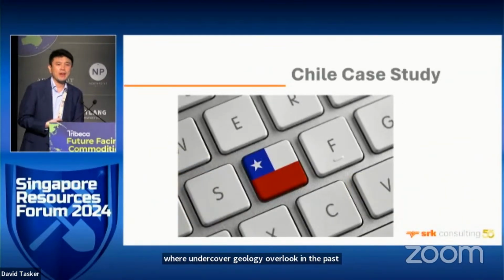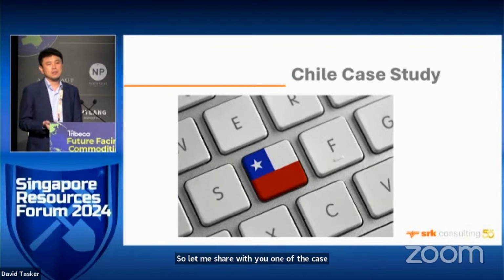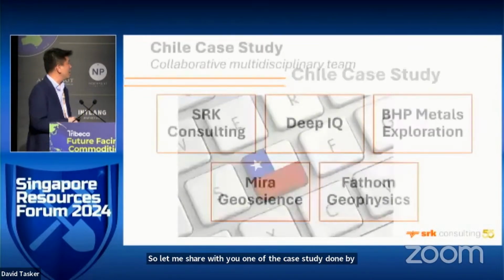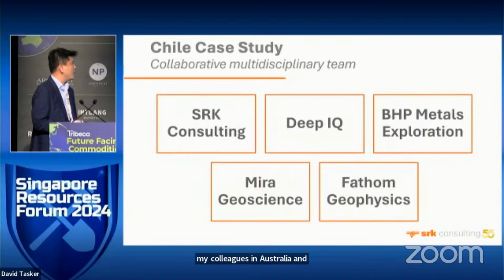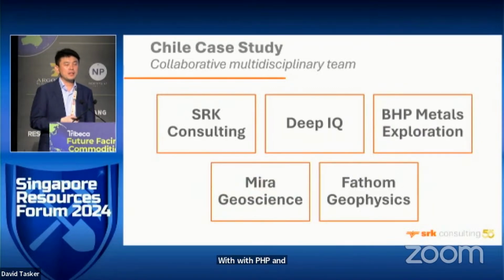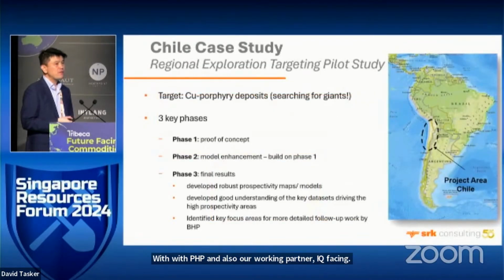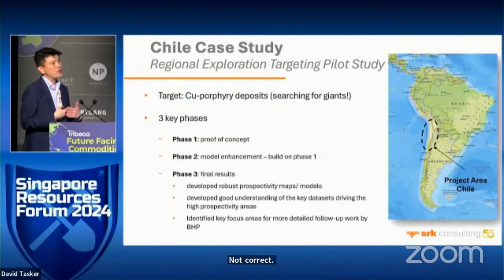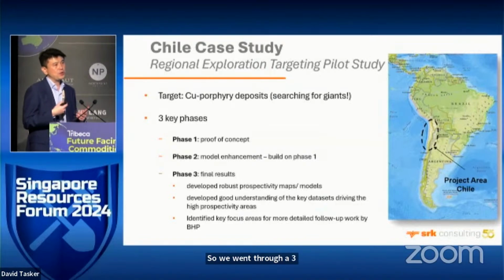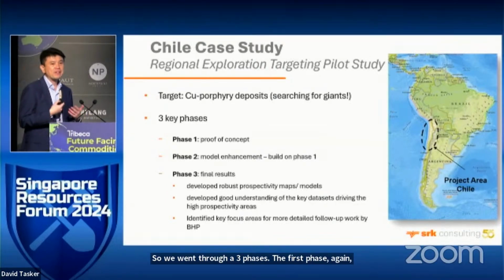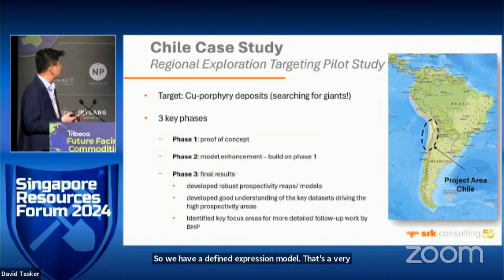So let me share with you one of the case studies done by my colleagues in Australia and North America. This is a year-long study with BHP and also our working partner, Deep IQ, based in North America. We went through 3 phases. The first phase, again, we have to go through the proof of concept. So we have to define the exploration model. That's a very important step.